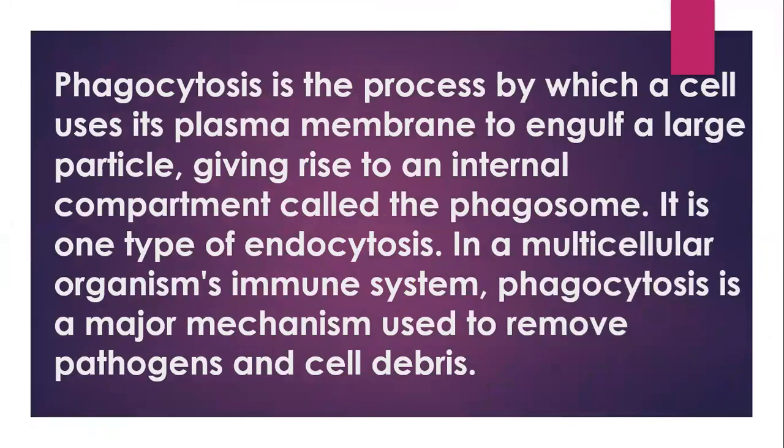So phagocytosis is the process by which a cell uses its plasma membrane to engulf a large particle, giving rise to an internal compartment called the phagosome. It is one type of endocytosis. In a multicellular organism's immune system, phagocytosis is a major mechanism used to remove pathogens and cell debris.